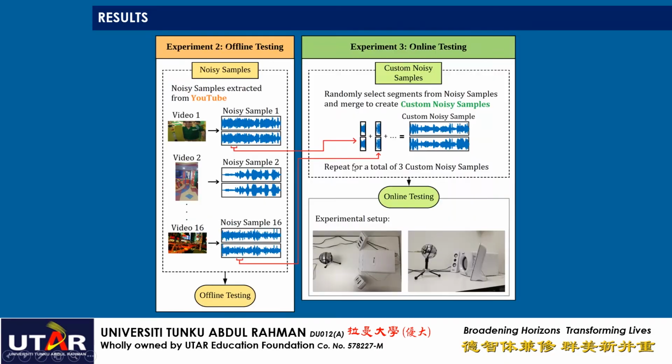And finally, in the last experiment, we conducted real-time detection using the proposed algorithm. So for the audio samples in this final experiment, what we did was we randomly selected segments from the different YouTube video samples used in the second experiment here, and we merged these randomly selected samples to form custom noisy samples containing both crying and non-crying segments. So we used these custom noisy samples for online testing, where we played the custom noisy samples through these set of speakers and recorded the playback using this microphone for real-time detection.